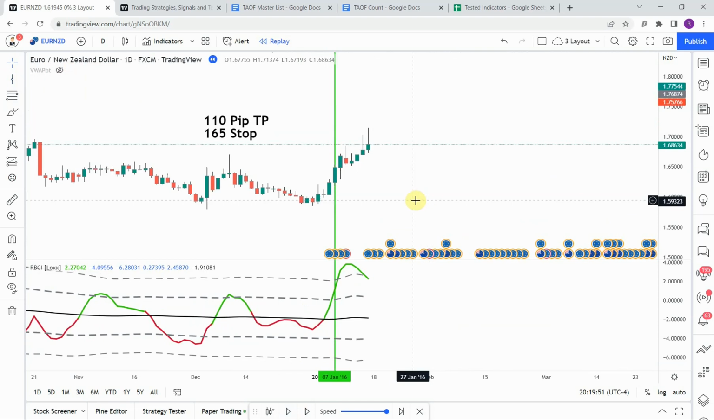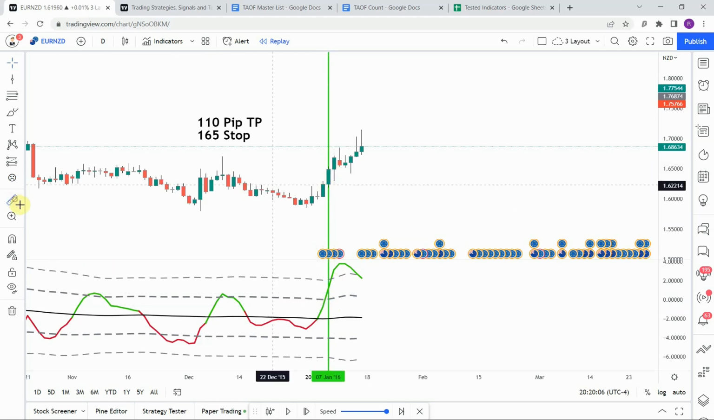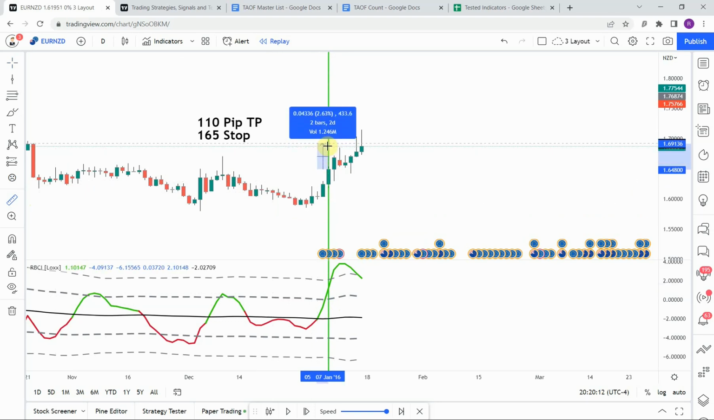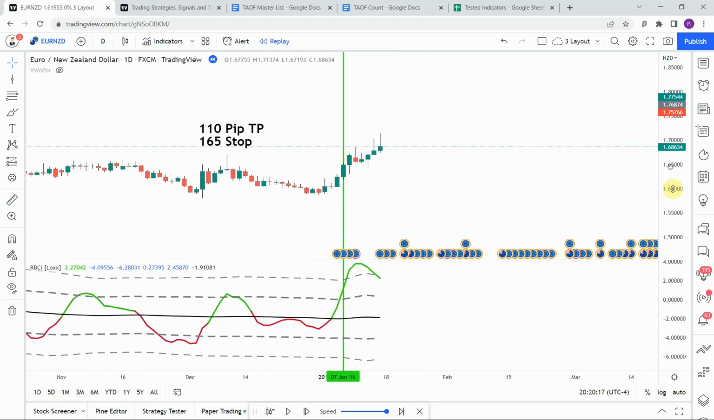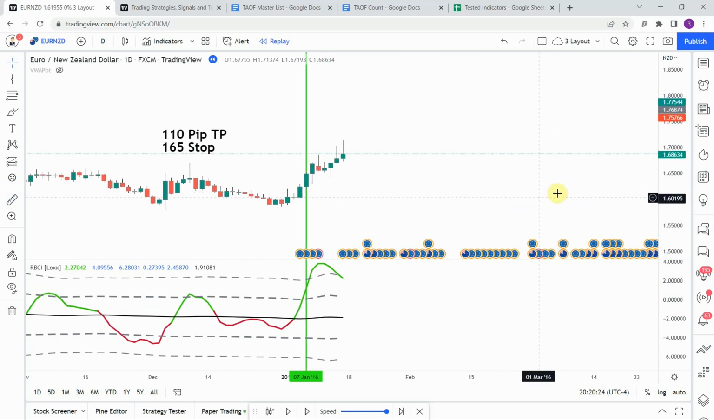All right, so the first signal that we pick up is a long signal. You can see right here that we get that green coloration in the line, and it breaks up above that first upper dashed line, and we get a really nice push to the upside. Let's just double check this right here. Yep, that is unfortunate. This is another one of those pairs where the stop and take profit are rather narrow. They don't have a lot of room to move.